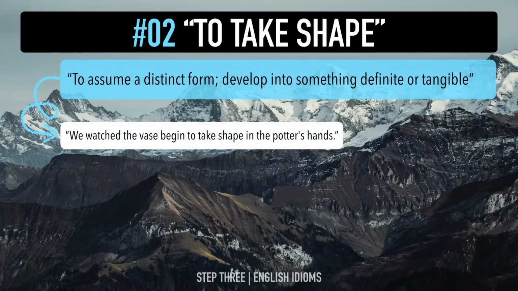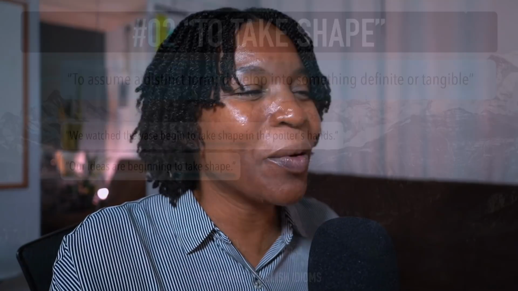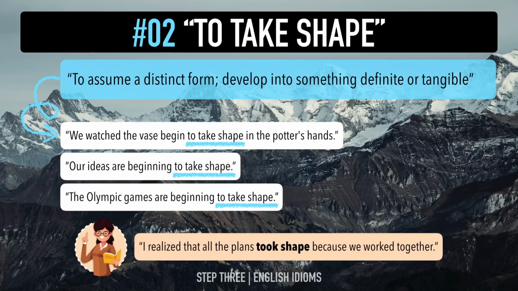Here we go. We watched the vase begin to take shape in the potter's hands. Next, our ideas are beginning to take shape. Similar to what I said a few moments ago, right? Here we go. And finally, the Olympic Games are beginning to take shape. Good. So what about what I can say?